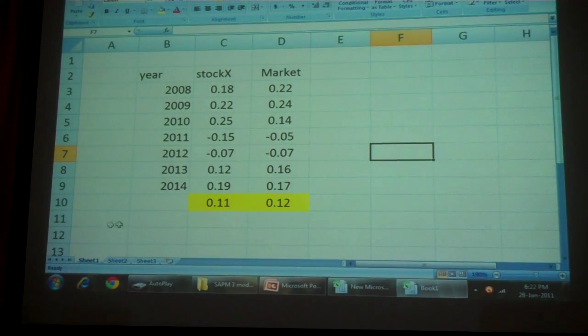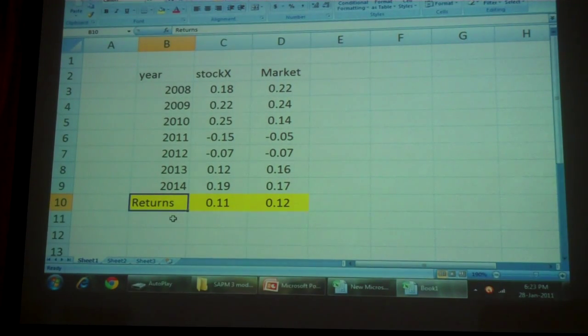So this is the first answer. Returns are 11% and 12%. Now risk means what? Whenever I say risk, I am referring to variance and standard deviation. That is the default proxy across. The variation itself is risk. That's what we learnt in the definition, right? The potential variation in the returns is risk. So I have to calculate variance.